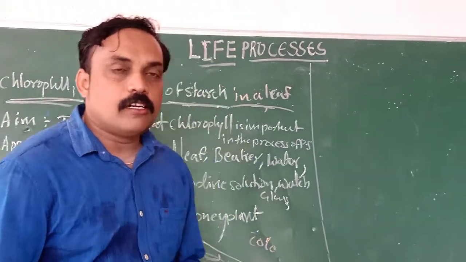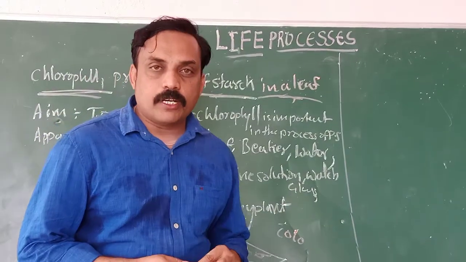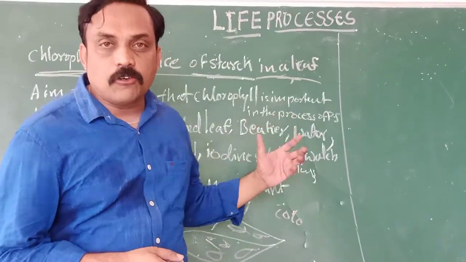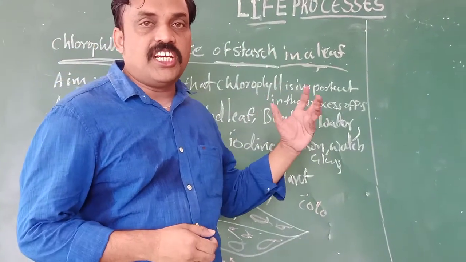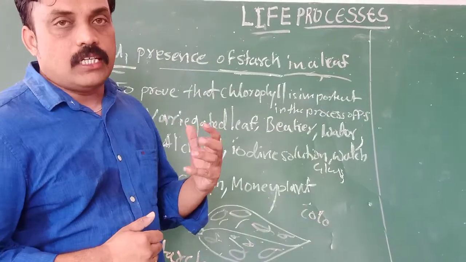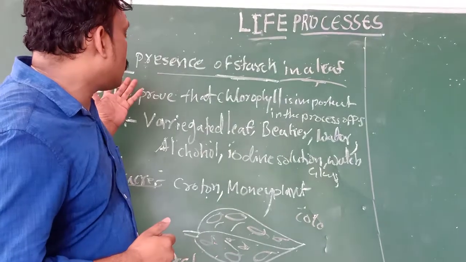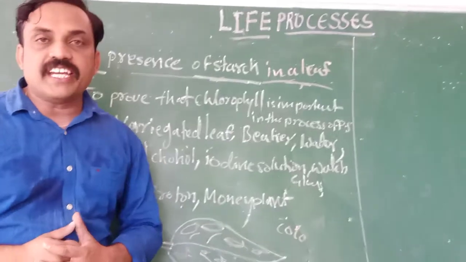Okay, hi everybody. We already learnt about the importance of carbon dioxide. Today we are going to discuss the importance of chlorophyll, or the presence of starch in a leaf. In this experiment, what do we require? We require one variegated plant.